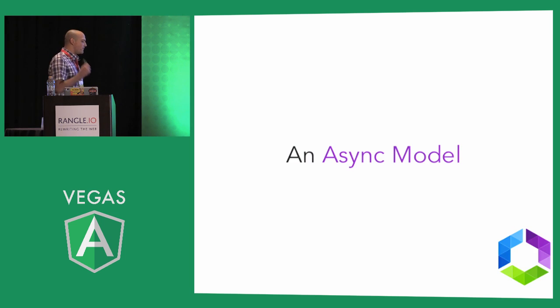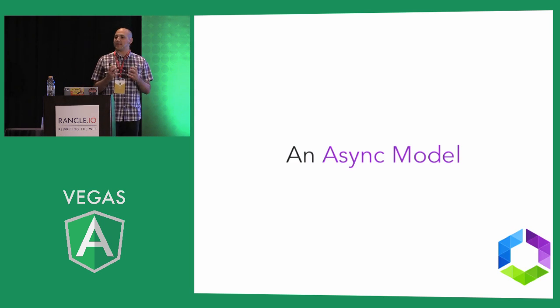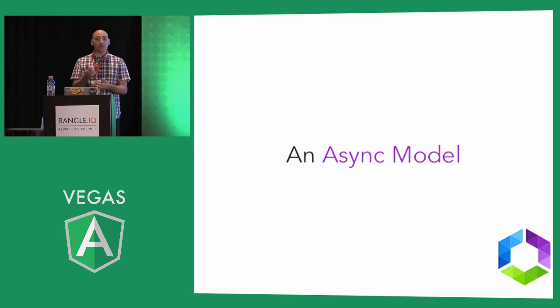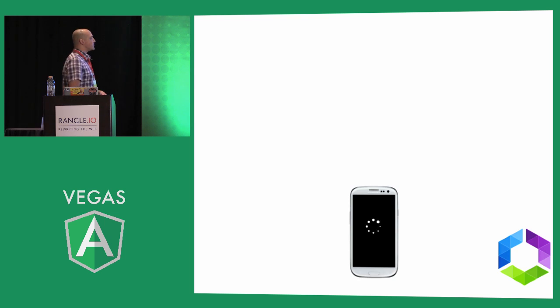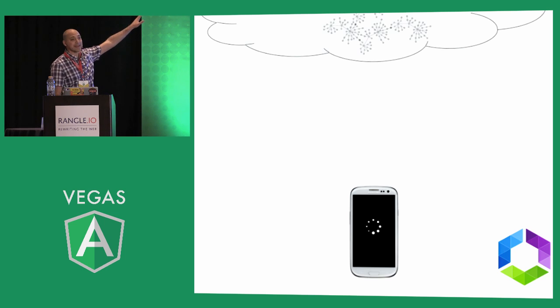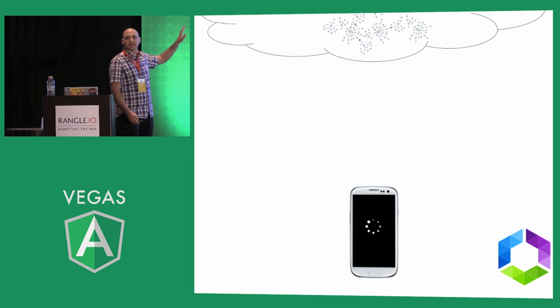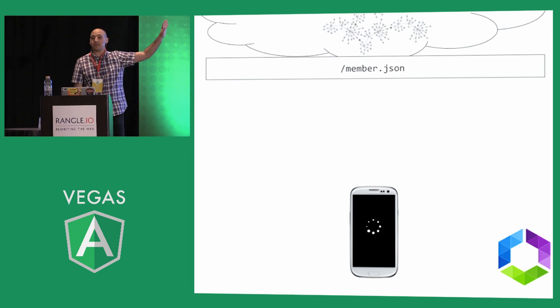So how does it do it? Well, Falcor is effectively an asynchronous model. That's really what it is. It's a model that when you query for data, it gives you back a promise, or in our case, an observable. So let's see what happens when the view requests data from an asynchronous model. First we have all our data out there in the cloud. And Falcor allows us to take all that data, no matter how much it is, and expose it as one potentially huge JSON object out there on the server.